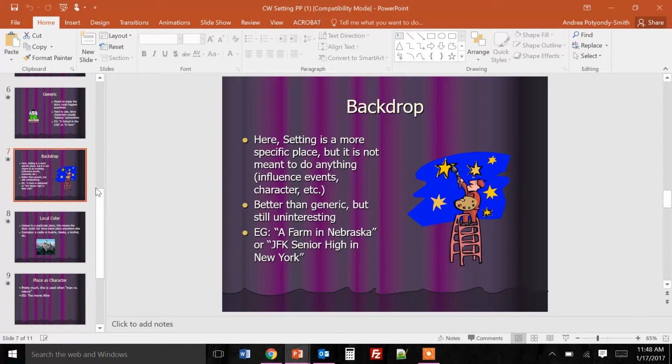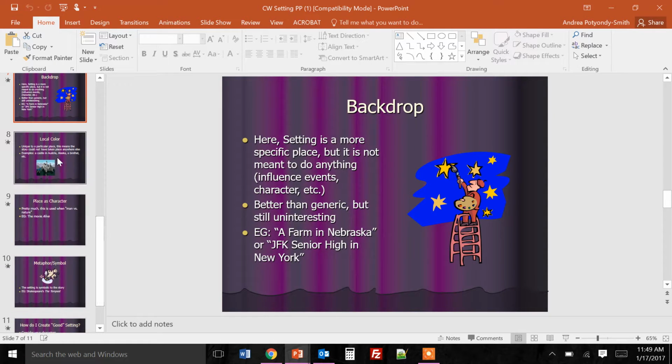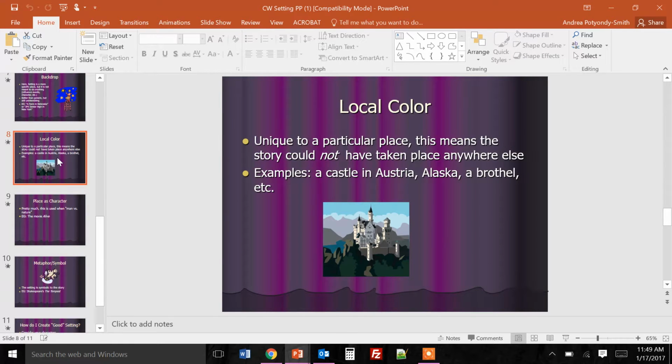When it comes to backdrop, setting is a more specific place, but it's not meant to do anything per se. It's just there so that you know the characters are moving in and around this world. So a farm in Nebraska is more specific than a farm. But it's just telling you, well, this is the specific type of farm. You're on perhaps a corn farm in Nebraska versus you are on a tree farm in Minnesota. So not very interesting.